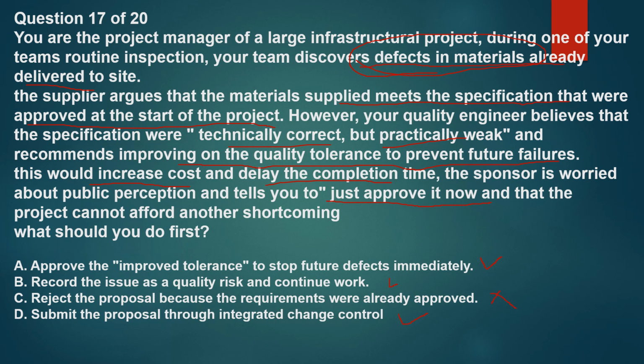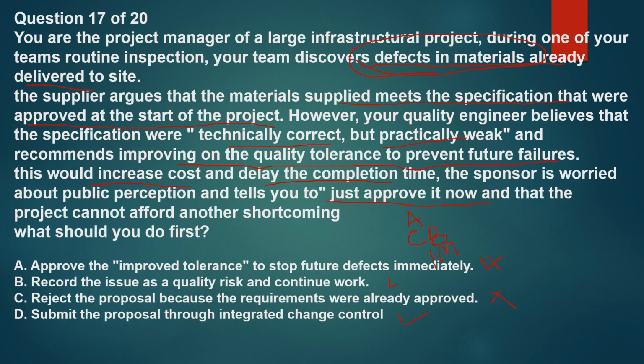What should you do? For you to approve anything, the requirement is that you first analyze, then the next thing is you submit to the change control board. Then when the change control board approves of it, you can now implement it. So that is the routine. So approve the tolerance to stop future defects. This is wrong. You are out.